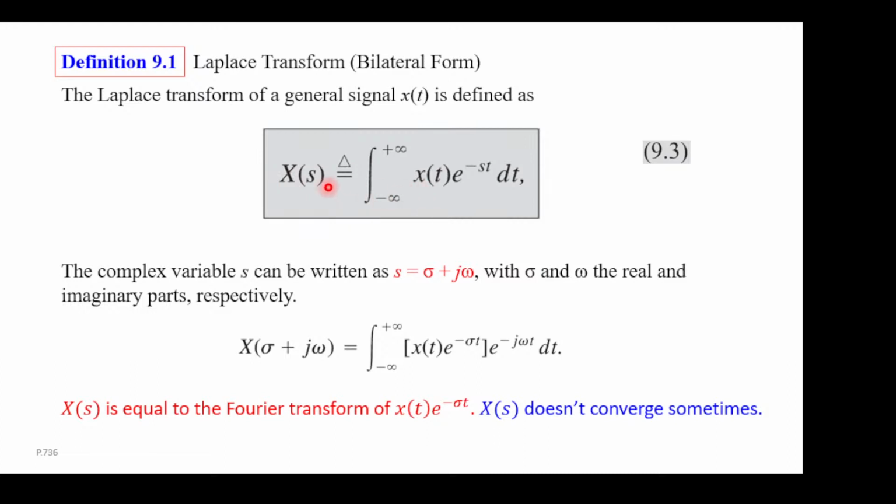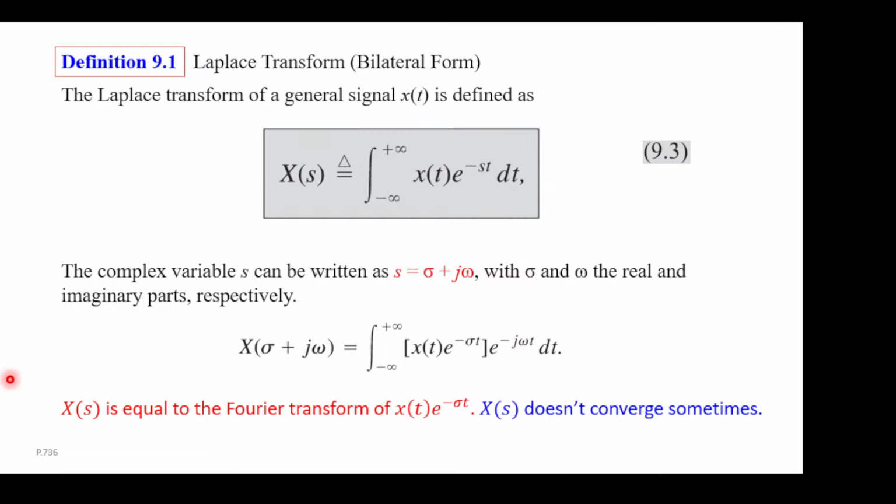So big X of s is defined as the integration from minus infinity to plus infinity of x of t e to the minus st dt. We are integrating over t, and s is some complex value. It can be any complex value, but as we'll see, it will converge only for some s. That's called the ROC. We like to analyze s in terms of its real part and imaginary part, sigma plus j omega. The Fourier transform is the case when sigma equals 0, so you are only integrating e to the minus j omega t. Here we have a slightly more general version of that.